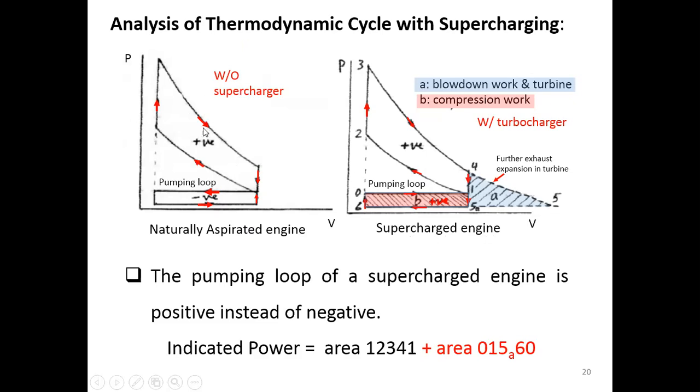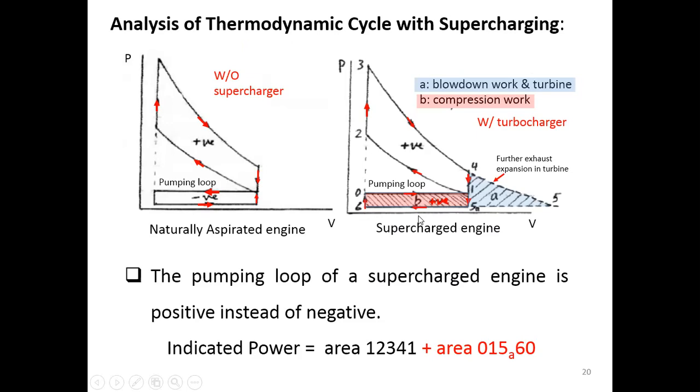We have both the positive work and also the negative work that come out. The negative work is called the pumping loop work, because we have to use work in order to draw the air inside the engine and then exhaust it out. So we have to provide work in order to do the so-called scavenging, or gas exchange, process here. This happened in the naturally aspirated engine.